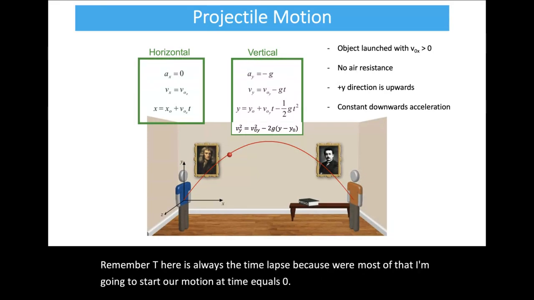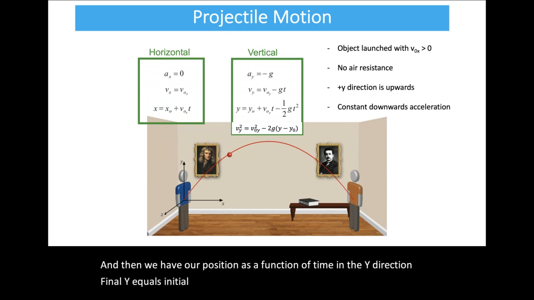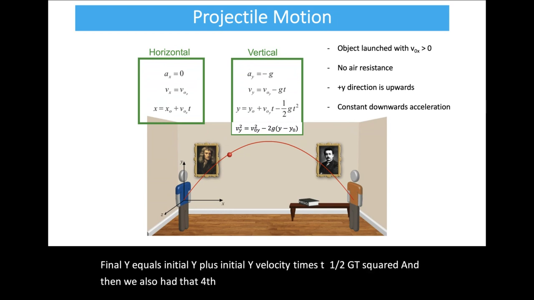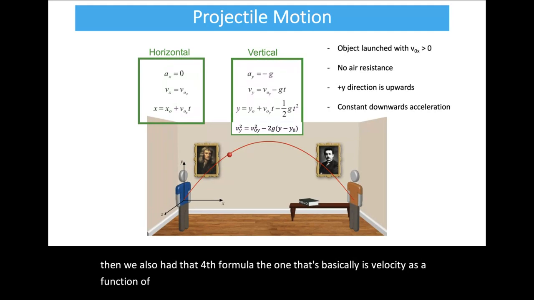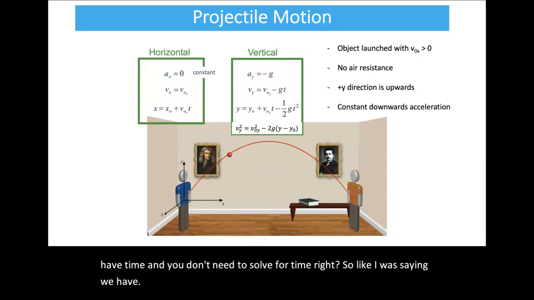And then we have our position as a function of time in the y direction. Final y equals initial y plus initial y velocity times t minus 1/2 gt squared. And then we also have that fourth formula, the one that's basically velocity as a function of position, right? Which is the one you would use if you don't have time and you don't need to solve for time, right?